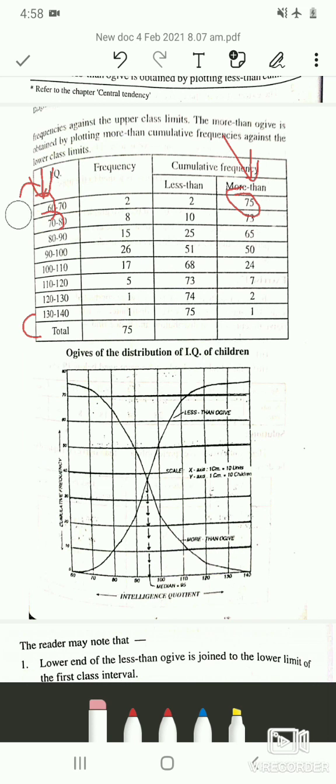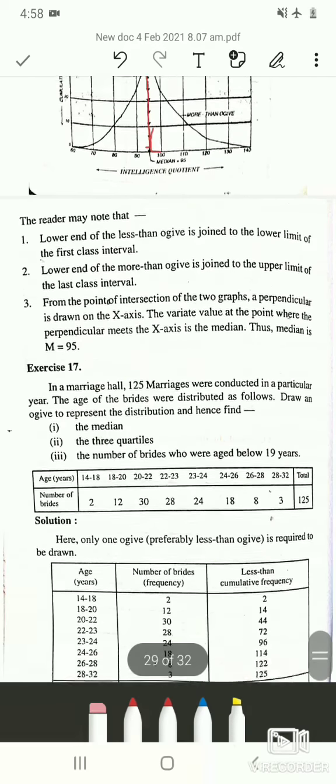So wherever the two curves, less than ogive and more than ogive, meet or coincide, that value is the median. So draw a perpendicular line, and wherever it touches, which is 95 in this case, that is your median. So this is all about ogives.